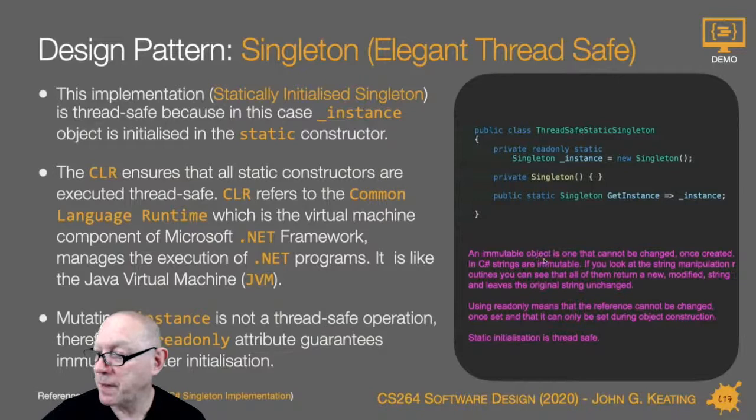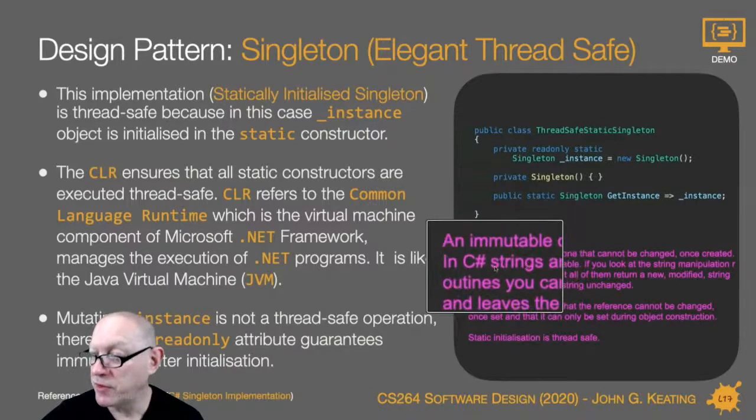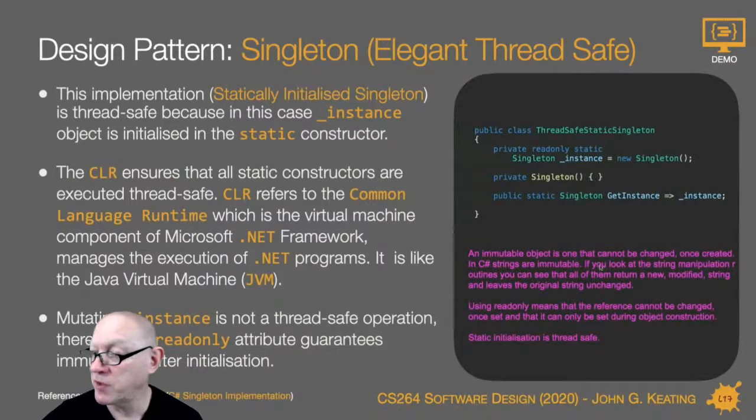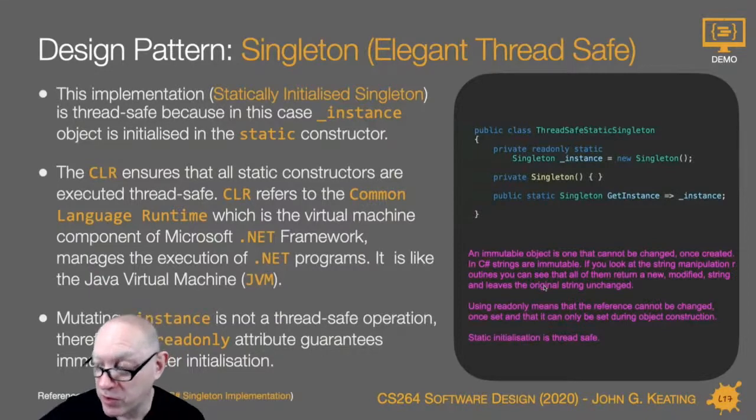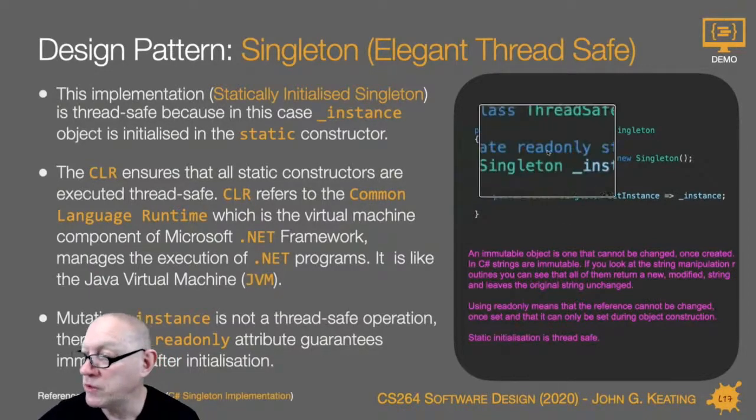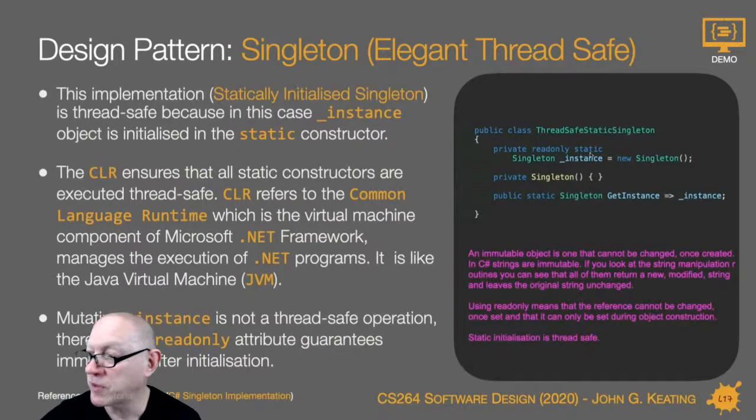So a note that would be useful is that an immutable object is one that can't be changed once created. For example, in C#, strings are immutable. If you look at string manipulation routines, you'll see that all of them return a new modified string and leave the original string unchanged. So strings are immutable. Using readonly here means that the reference cannot be changed once it's set, and that it can only be set during the object's construction.